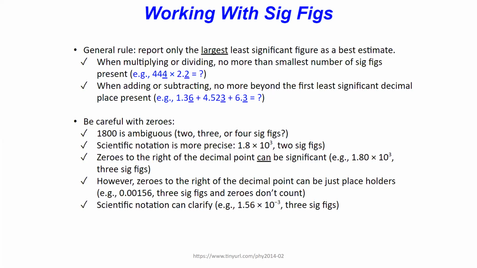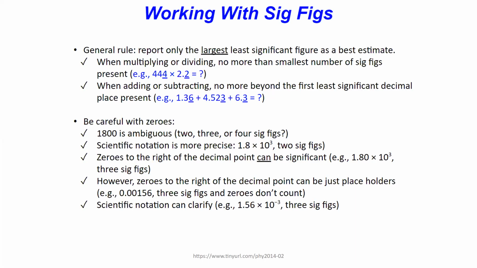So that's the rule. But when you are adding or subtracting numbers, then you go no further than the first least significant decimal place present. For example, if you are doing addition of these three numbers, it could be subtraction. So 1.36, this is the second decimal place. This is the third one, but this is the first one. So this is the least significant after the decimal point, or the one closest to the decimal point. So you only need to report one digit after the decimal point in this case.